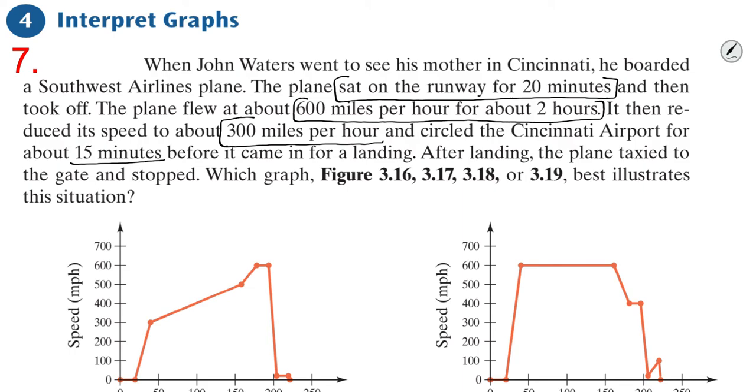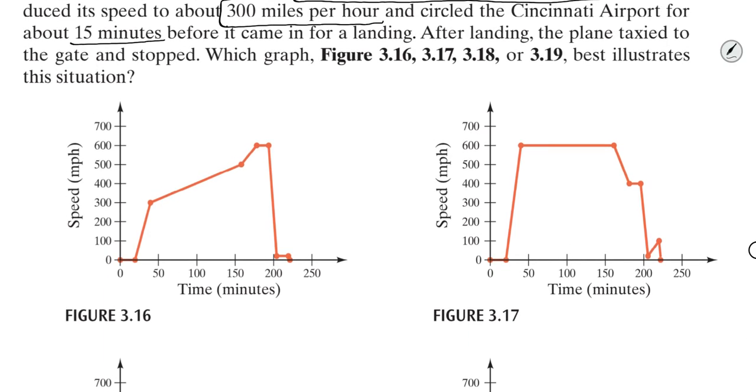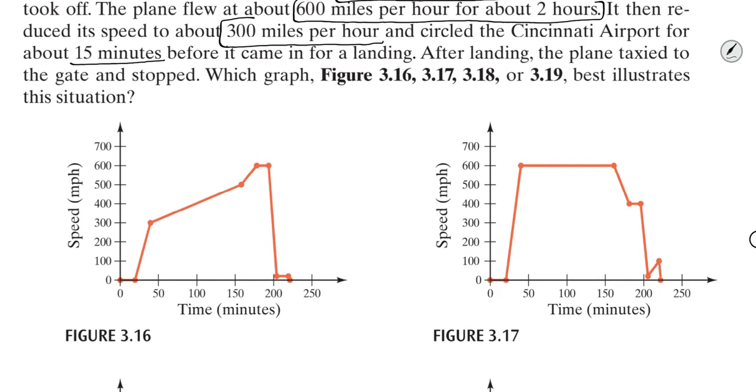Okay, so looking at these three graphs, you've done them in physical science before. You've seen them before. You may have seen them in other science classes that have some physics in them. Okay? So my speed over here, that's how fast I'm going. That's the y-axis. My time is the x-axis. Okay? So we can do some elimination here.